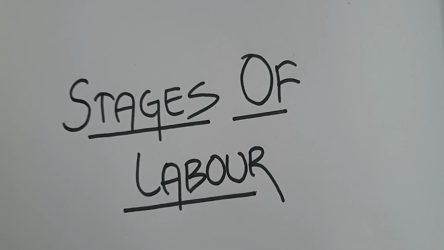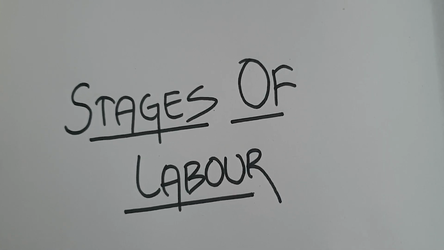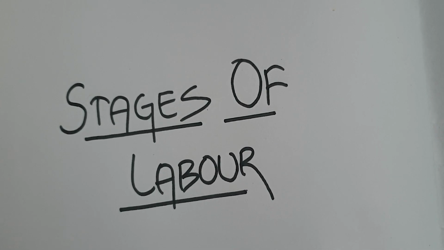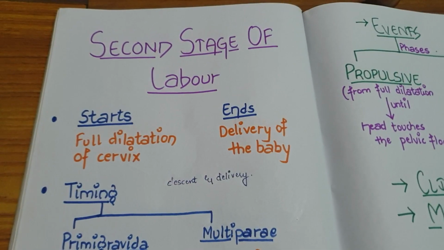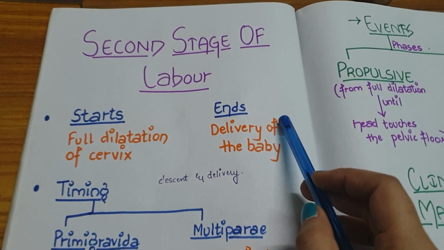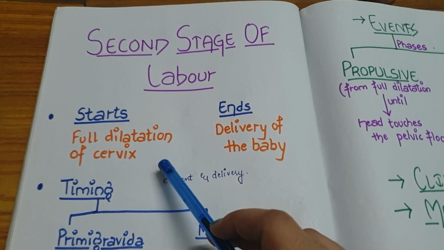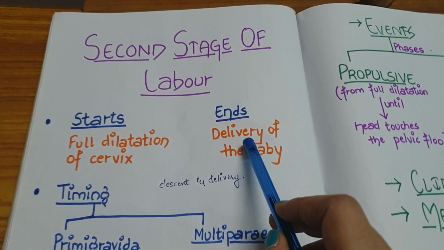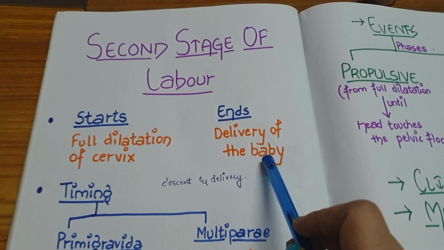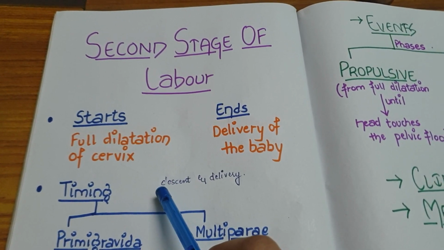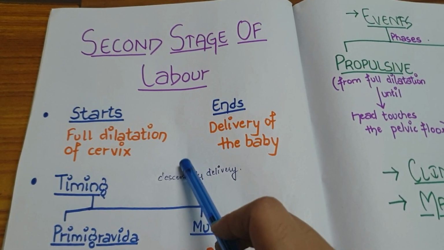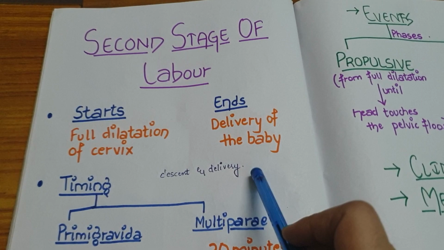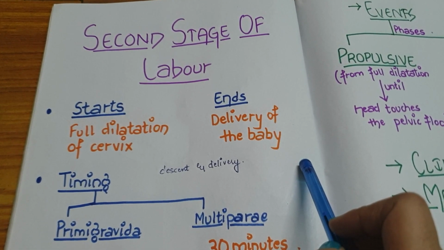In my previous lecture I discussed the first stage of labor, and in today's lecture I'll discuss the second stage of labor. The second stage of labor starts from the full dilatation of the cervix, that is 10 centimeters, till the delivery of the baby. This stage is basically concerned with the descent, that is the downward movement of the fetus, and the delivery of the baby through the birth canal.